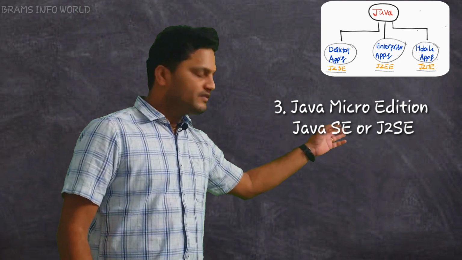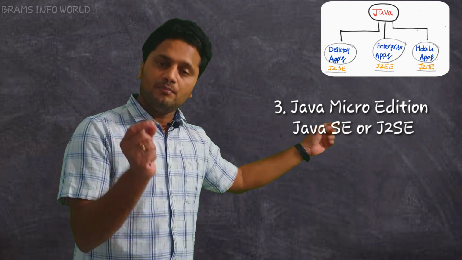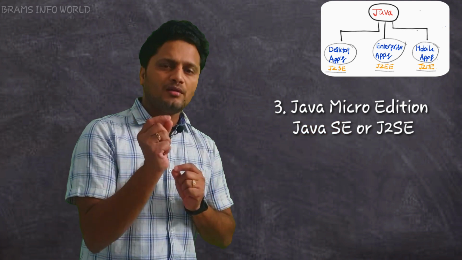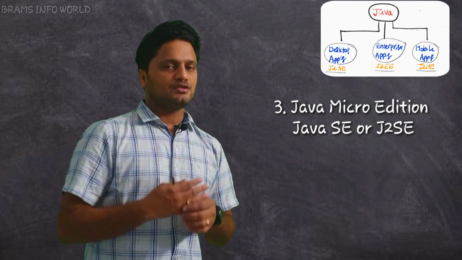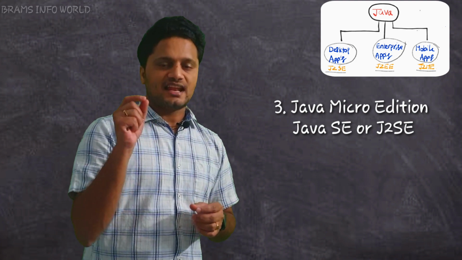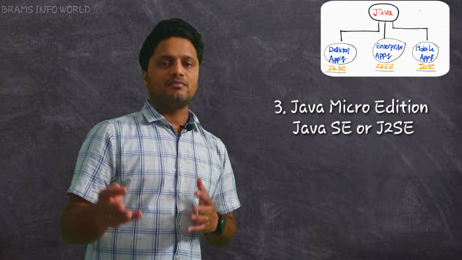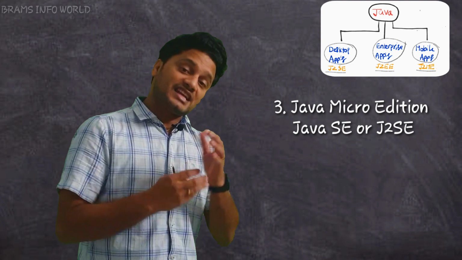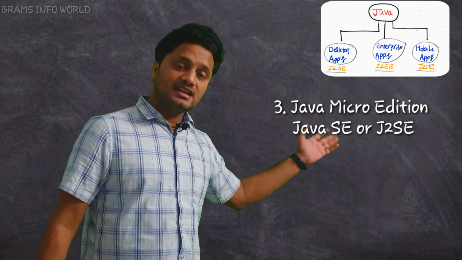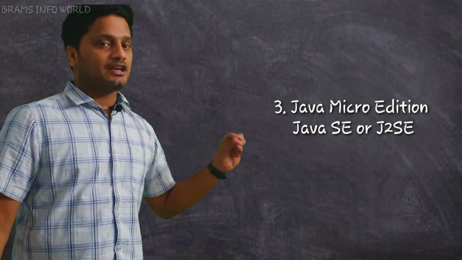With the help of this Java ME we can develop small programs, small memory related applications. Nowadays the mobile apps we are using have sizes like 30 MB, 20 MB, 10 MB, 5 MB. The sizes are very small. Such kinds of applications we can also develop through the Java language. That is the specialty of Java language.